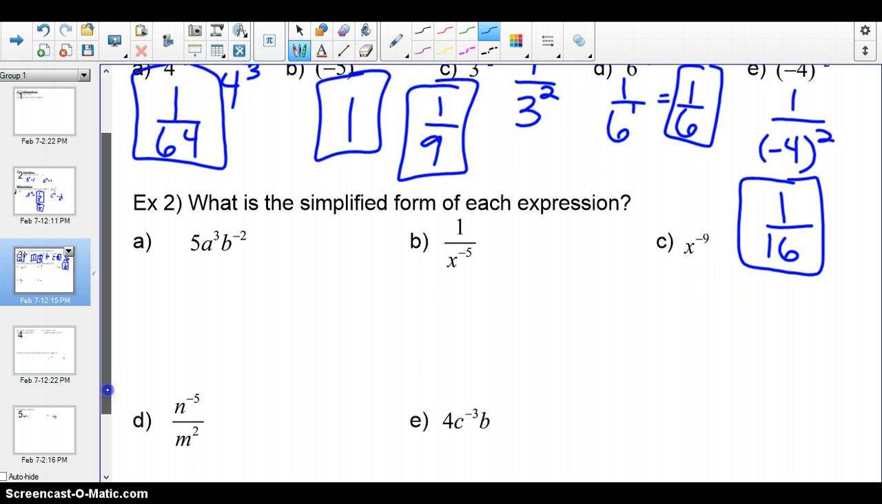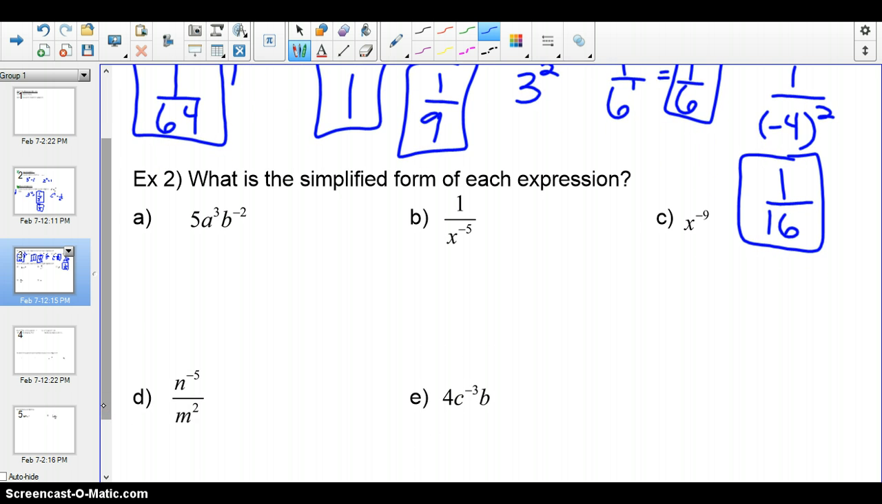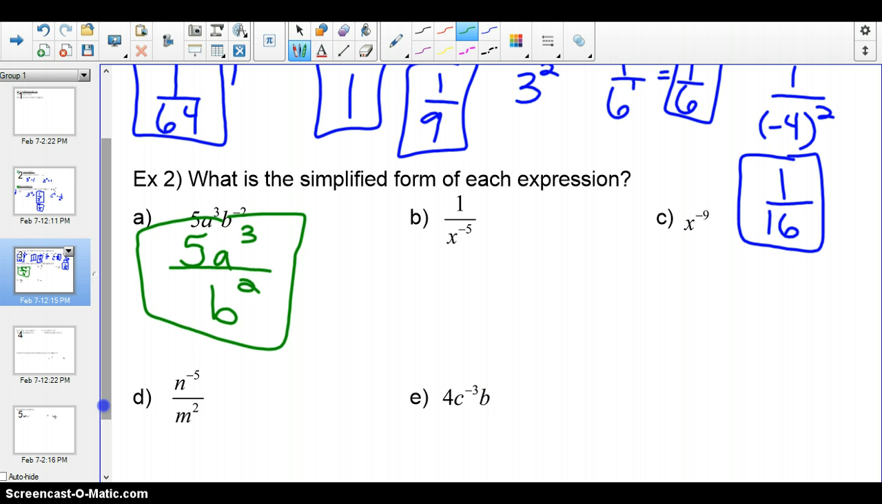Okay, let's try this with variables really quick. So my first one here, make sure that when you're simplifying, always make sure that there are no negative exponents. You have to make sure that they're all positive before you're finished. So part A here, b has a negative exponent. So what we're going to do is we're going to leave 5a cubed in the numerator, and we're going to put b squared in the denominator, and that makes the exponent positive.